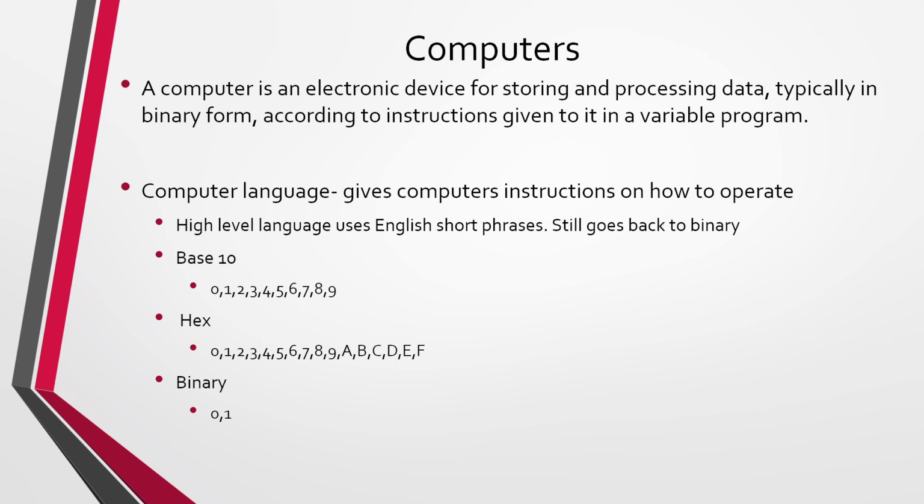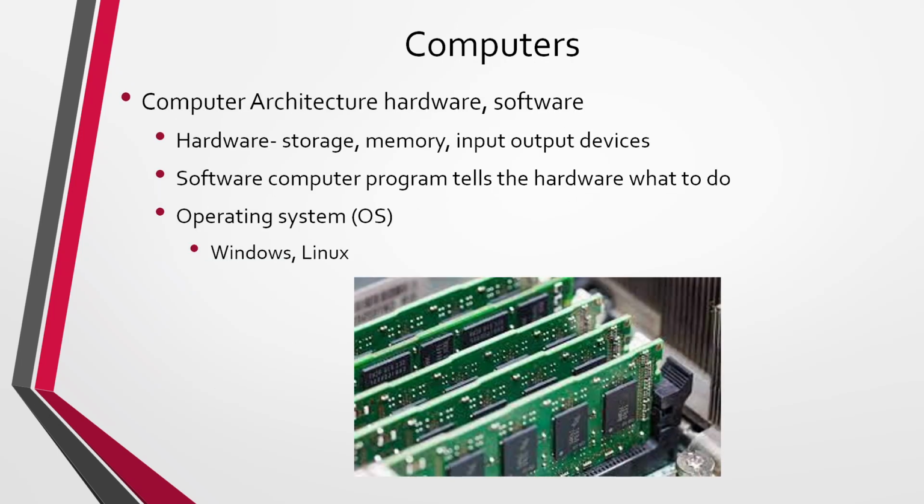Now the computer architecture, so we're talking about how it's built just a little bit. There's hardware and software. Hardware is things like storage, memory, input-output devices. What might be some input-output devices that we could think of? Just think about that, input-output.